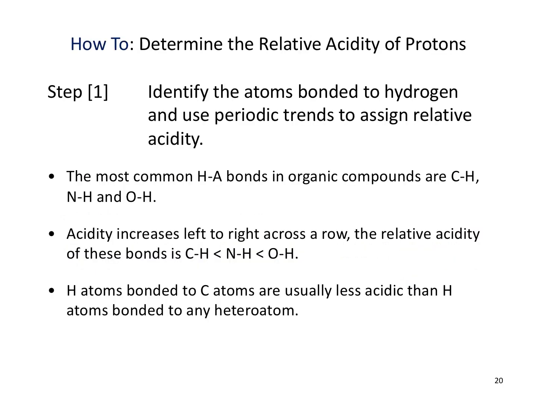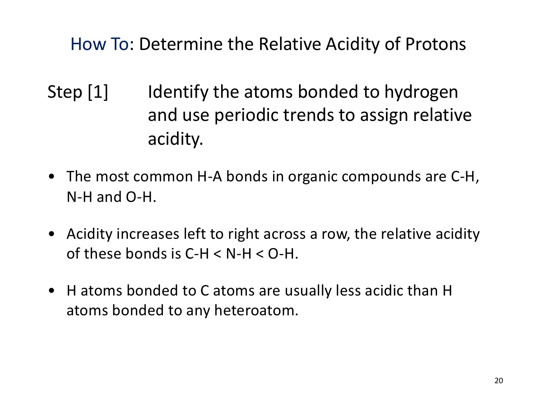Now, I have the steps written out for you on how to determine the relative acidity of the protons, in case you wanted to refer back to these. The first step, after you write the conjugate base, is you need to identify the atom that's bonded to the hydrogen, and then use the periodic trends to assign relative acidity. The most common HA bonds in organic chemistry are from a carbon-hydrogen bond, a nitrogen-hydrogen bond, and an oxygen-hydrogen bond. Those are going to be the ones that you see most often.